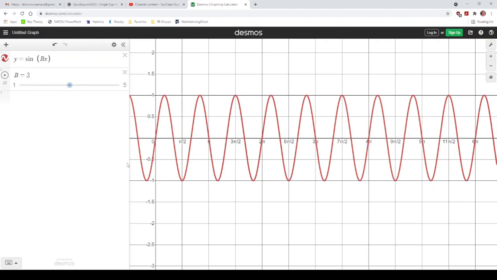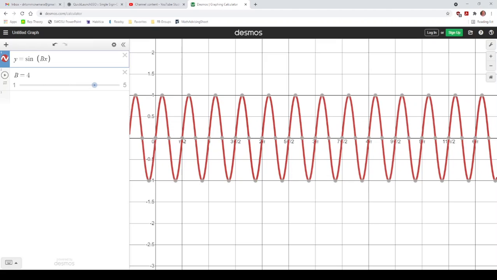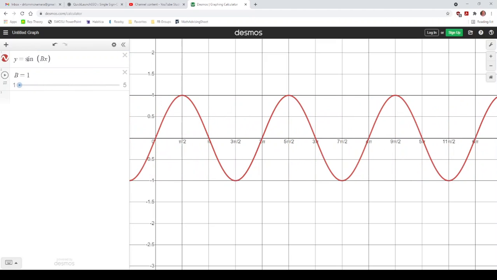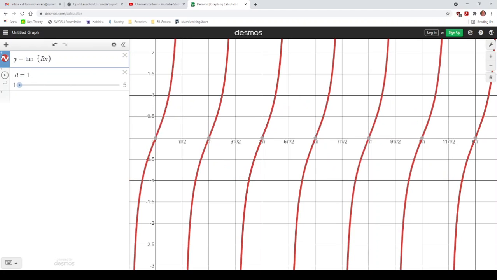And if we do this, we can see we complete 3 cycles in 2 pi units. So one complete cycle in 2 pi over 3 units. The period is 2 pi over 3. If we change b to 4, the period is now pi over 2. So changing the multiplier in front of x affects the period of our trig function. Okay, let me go back and change b to 1, and I want to look at the tangent function.